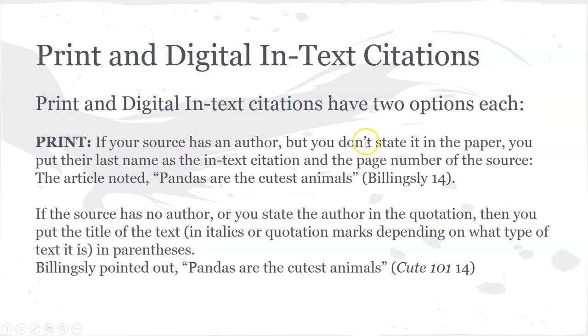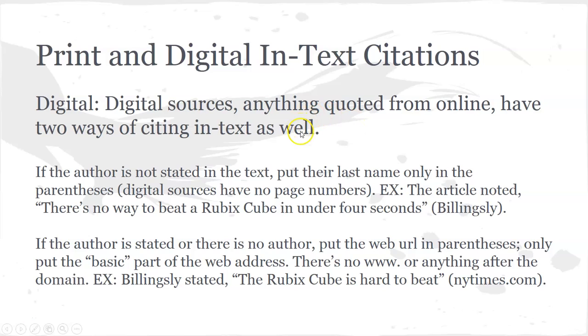It's pretty easy. Now, if I have a digital source, which I am going to guess most of your sources are going to be digital because that's just the day and age we research, then you only have two options as well. If you have an author that is not stated in the text, you put their last name only. Digital sources don't have page numbers. It's kind of a pet peeve of mine if people put like a page number with an online source because web pages don't have actual physical pages to look at.